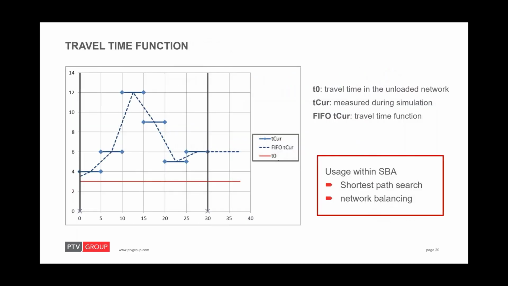This sort of a TTF, or travel time function, is used in the calculation of the shortest path. So this gives you the time-dependent shortest path and then the experienced travel time and so forth using the FIFO queuing method.